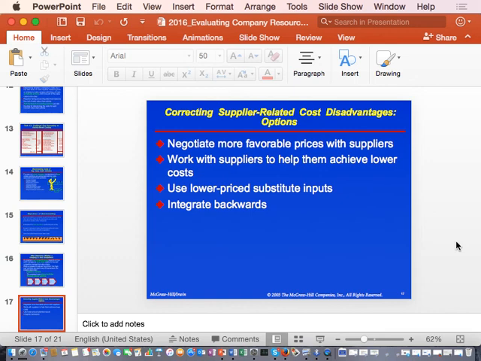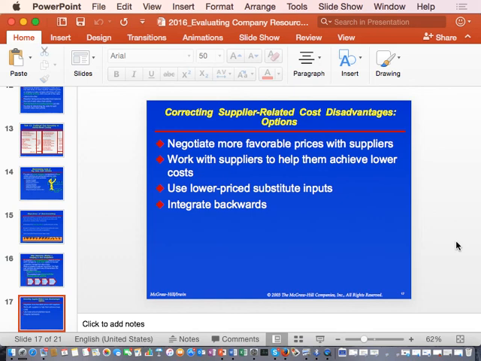So this is just an example of what I said, correcting supplier-related cost disadvantages. And remember we said the biggest challenge for companies, the source of supply, when the supplier has high or low bargaining power. What's the issue? High or low bargaining power? High bargaining power. So you're saying negotiate more favorable prices with the supplier. But what would influence your ability to negotiate favorable prices with the supplier?